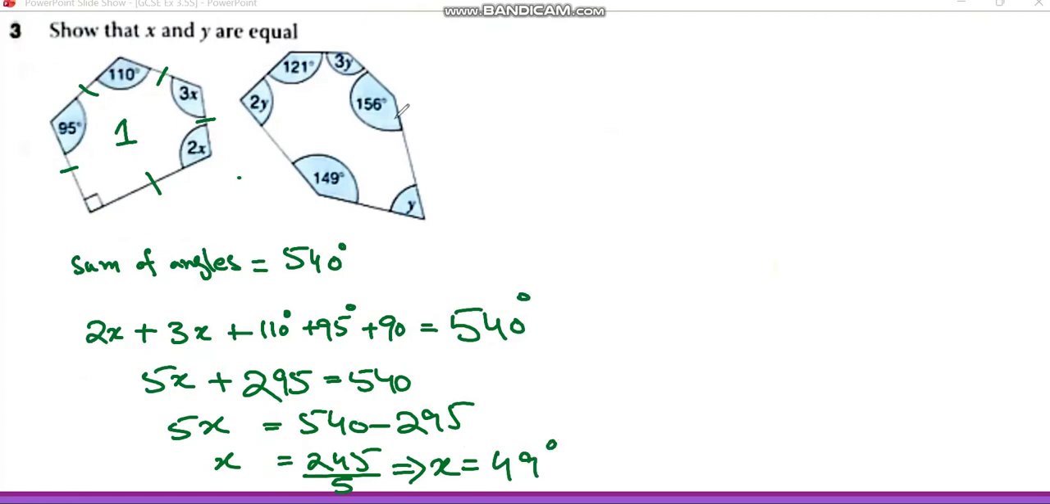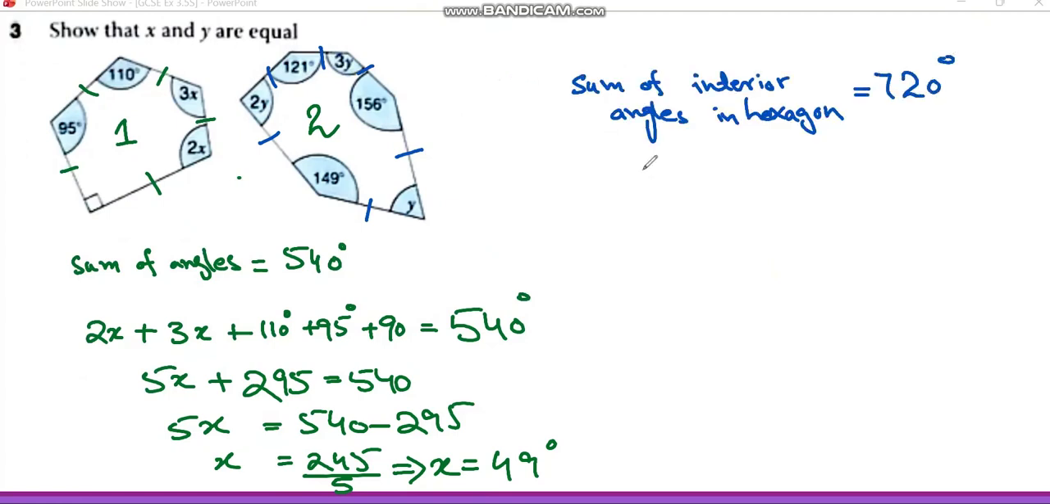Now we need to do the working for the second shape. Let me count the number of sides: 1, 2, 3, 4, 5, 6. So it's a hexagon. First we need to figure out the sum of all angles. All interior angles should add up to 720 degrees. We can write the equation that the sum of 2y, 3y, and 121 degrees, and 156 degrees, and y, and 149 degrees should be equal to 720.